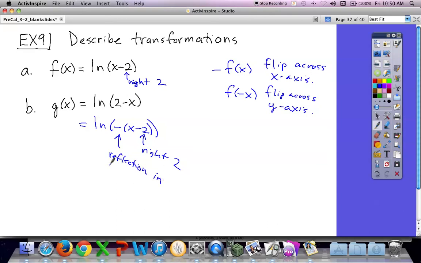Wait, so you can just... And generally, you can do the one inside first, and then you do the one on the outside. So you don't just make it negative x plus 2. No. Okay, so there's our 2.